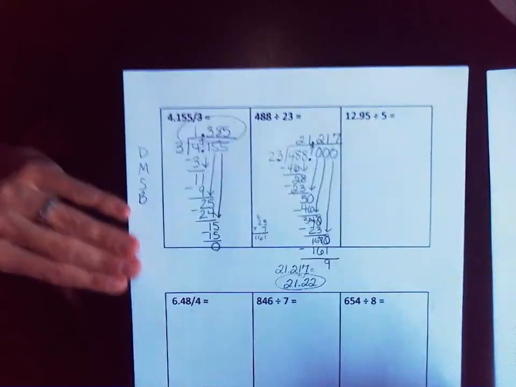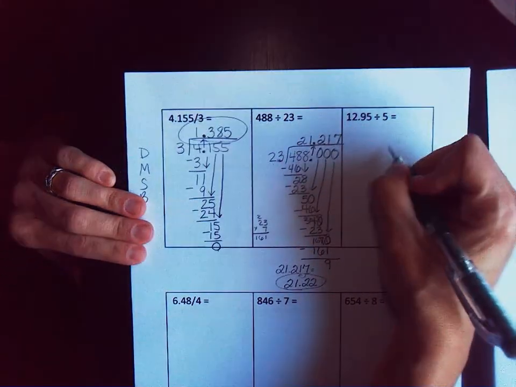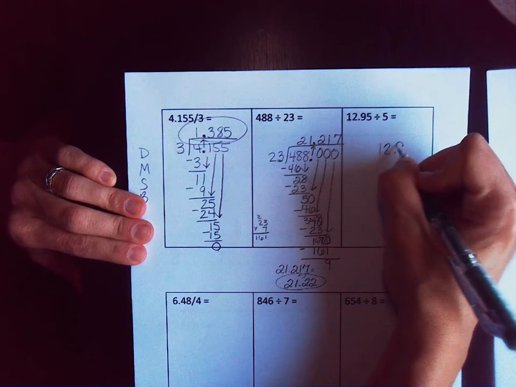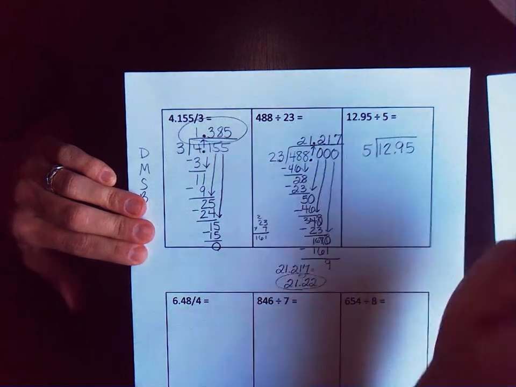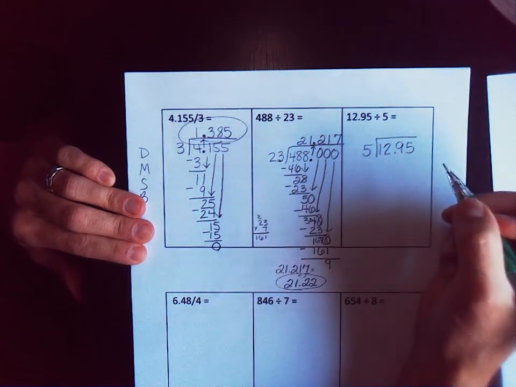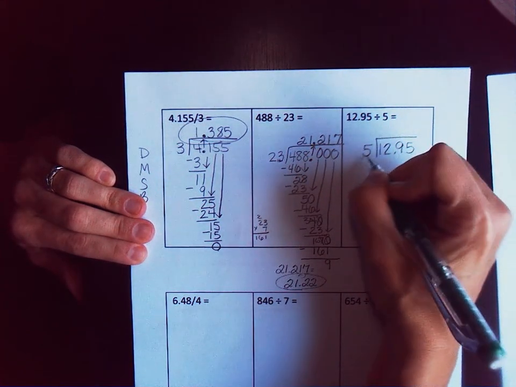All right, let's do that next problem. 12 and 95 hundredths divided by 5. Set your problem up, complete your problem, pause the video, and then catch up with me and check your answer. When I am dividing here, 5 goes into 1, not at all. But how about 5 into 12?